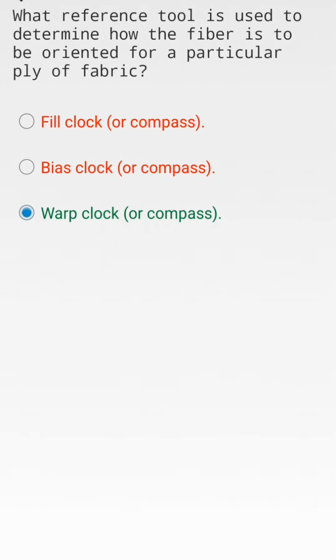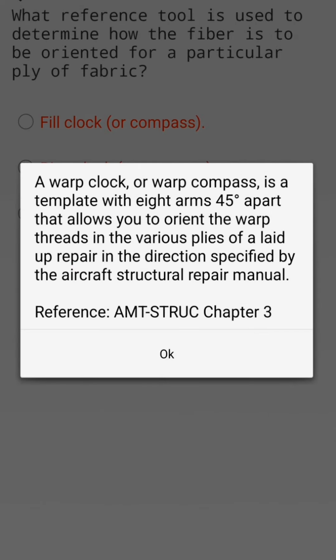What reference tool is used to determine how the fiber is to be oriented for a particular ply of fabric? Warp clock or compass. A warp clock or warp compass is a template with 8 arms 45 degrees apart that allows you to orient the warp threads in the various plies of a laid-up repair in the direction specified by the Aircraft Structural Repair Manual.